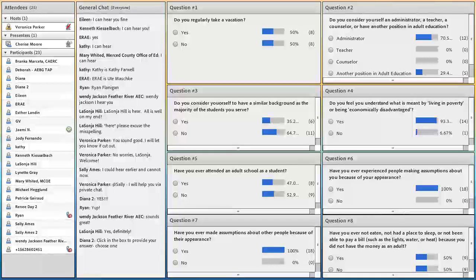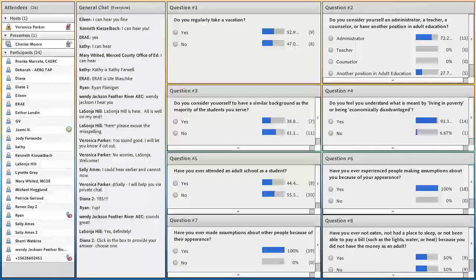Considering yourself to have similar backgrounds as your students, most of us don't. A little over a third of us do. We didn't define background, so I know that could be a point of discussion. But from our understanding of what that means, most of us don't. Have you ever attended adult school as a student? It was great to see that almost half of you have. Our 2 pieces on assumptions, people making assumptions about us or us making assumptions about others, 100% in both cases that has happened.